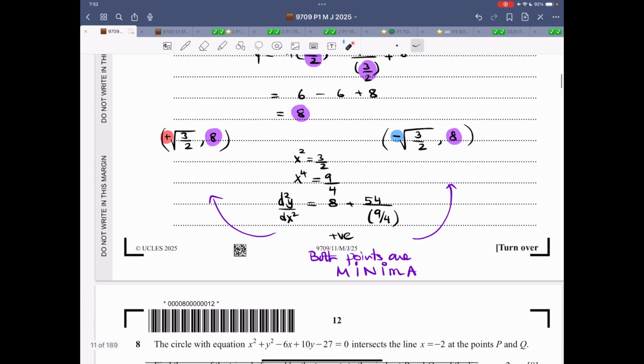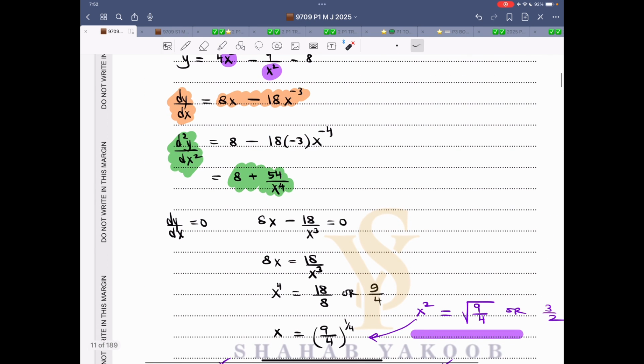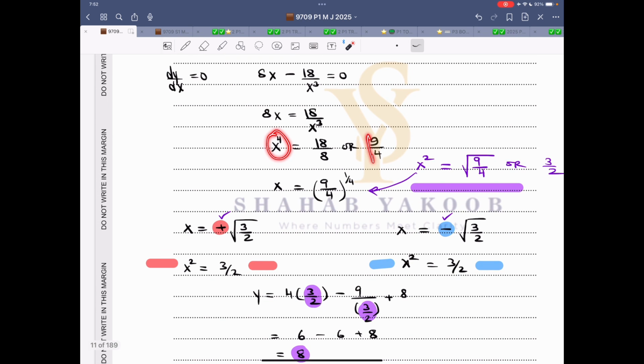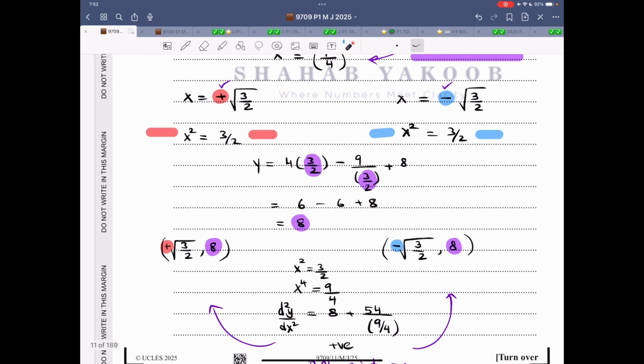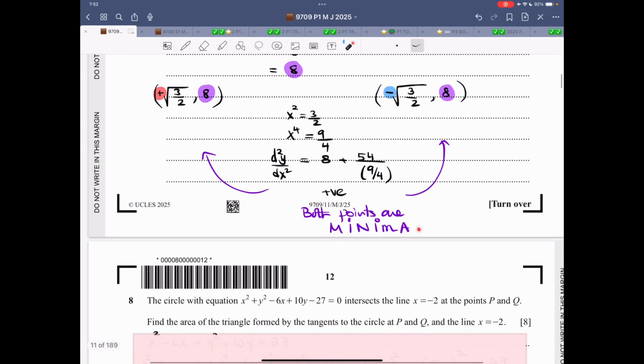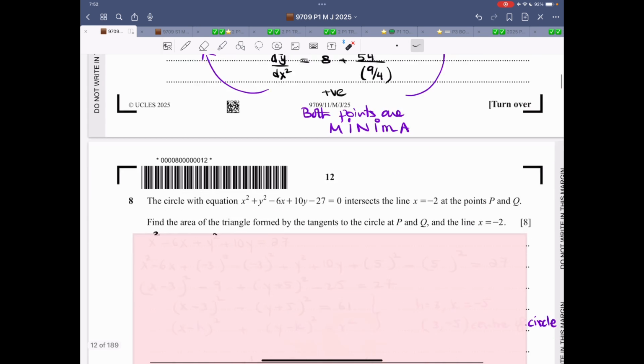Now over here, we are also interested in the second derivative. In the second derivative, there is x to the power of 4. Do we have x to the power of 4? That's right over here, that's 9 over 4. When I plug in this value, I am getting the second derivative to be positive for both, because x squared is 3 over 2, x to the power of 4 is 9 over 4. So it's the same thing. That means we are getting the same 2 points and both points are minima. Normally we have this habit of getting a maximum and then a minimum, but over here both points are minima. So we also get this scenario. Question number 8.